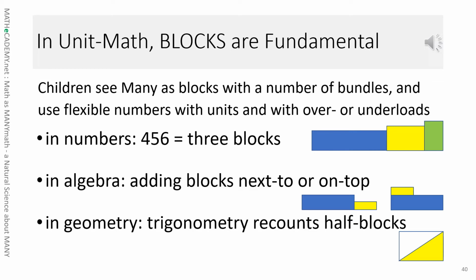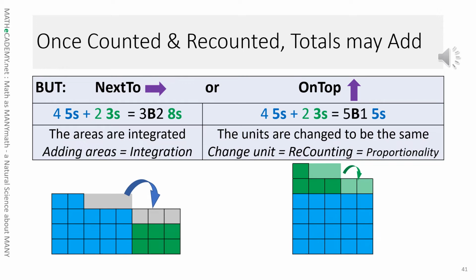In algebra, blocks add next to, or on top. In geometry, trigonometry comes when recounting half blocks. Once counted and recounted, totals may be added, but next to, or on top. Adding 4 5s and 2 3s next to as 8s means adding areas, as in integral calculus. Adding them on top as 5s means changing units by recounting.